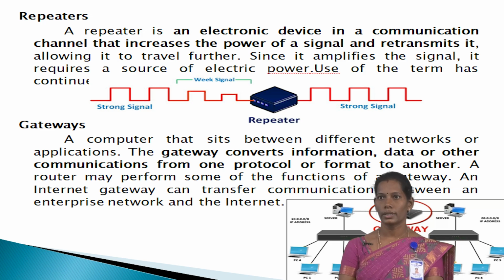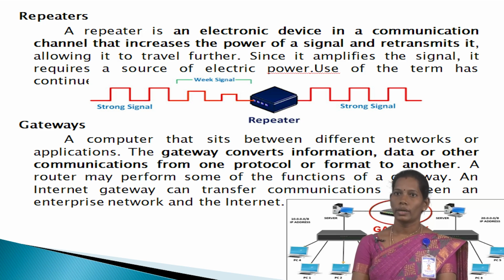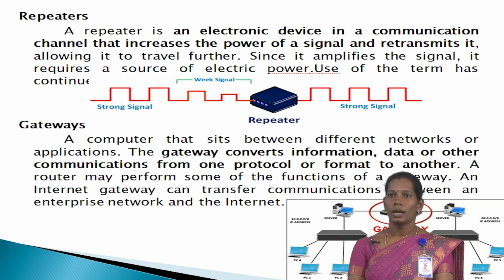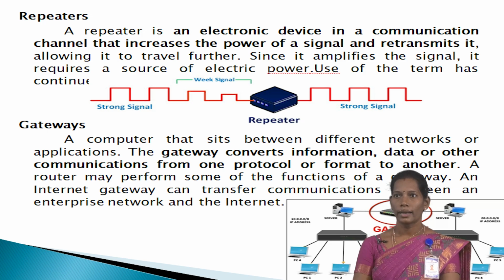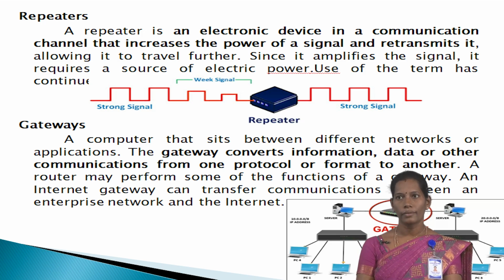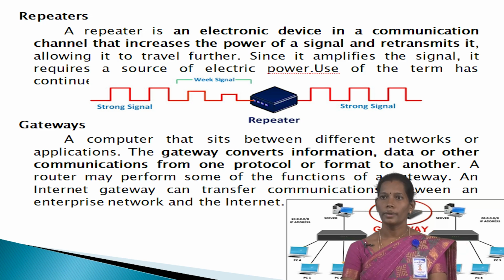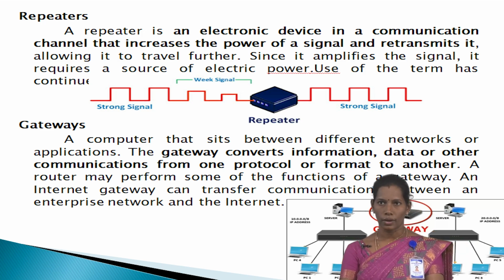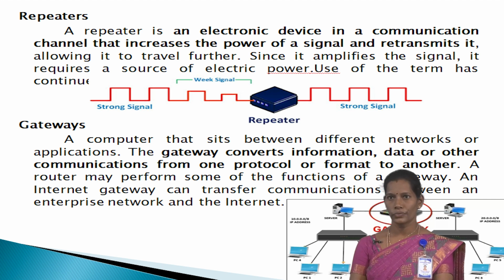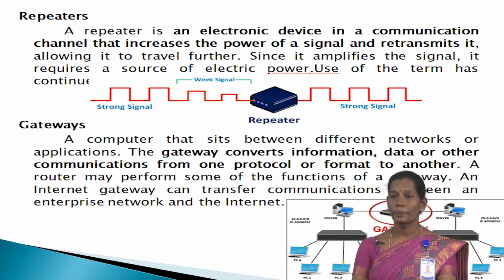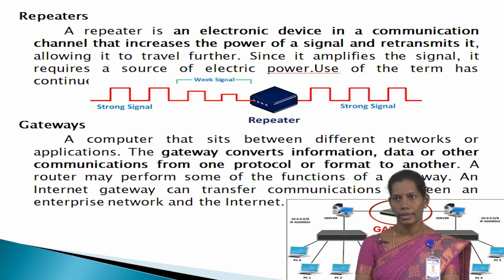Analog signals are converted to digital signals. Next one is gateways. A gateway is a computer that sits between different networks or applications. The gateway converts information, data, or other communication from one protocol or format to another. A router may perform some of the functions of a gateway. An internet gateway can transfer communication between an enterprise network and the internet.